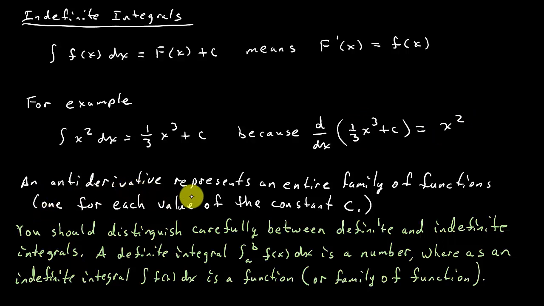Alright, so an antiderivative represents an entire family of functions, one for each value of the constant c. Okay, c is just some constant. So you should distinguish carefully between definite and indefinite integrals. A definite integral is the integral from a to b of f of x dx. That's a number. Where an indefinite integral is a function or family of functions. All right, so that's the difference between them.